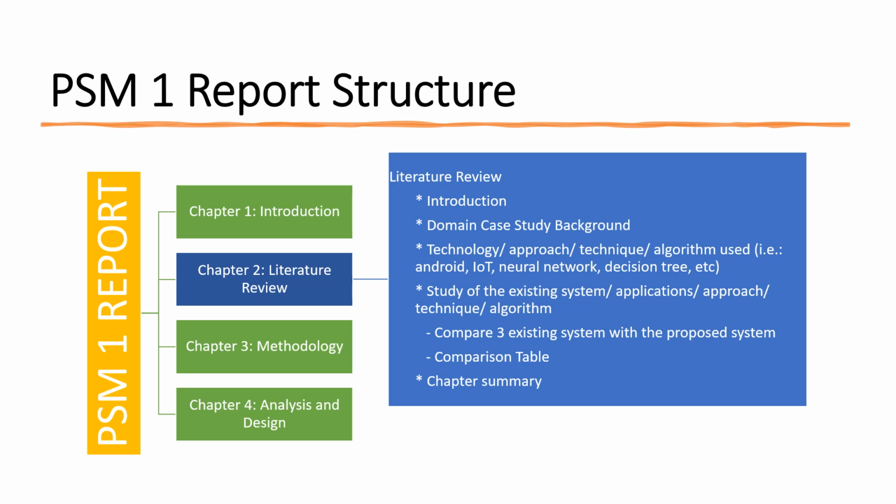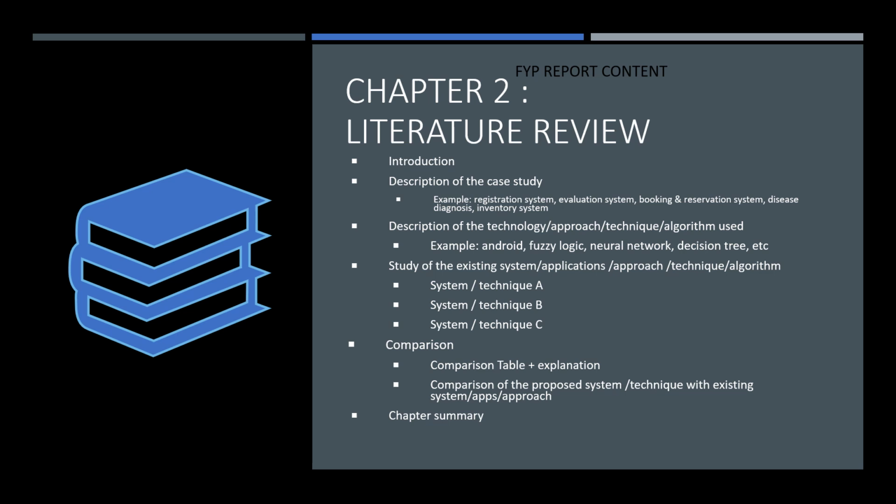So we might be looking for what is the content for the literature review chapter. Basically, it contains the introduction section, the domain case study background, the technology used, the study of the existing system, and also the chapter summary. Okay. So the content for the chapter 2 literature review is outlined in this order.